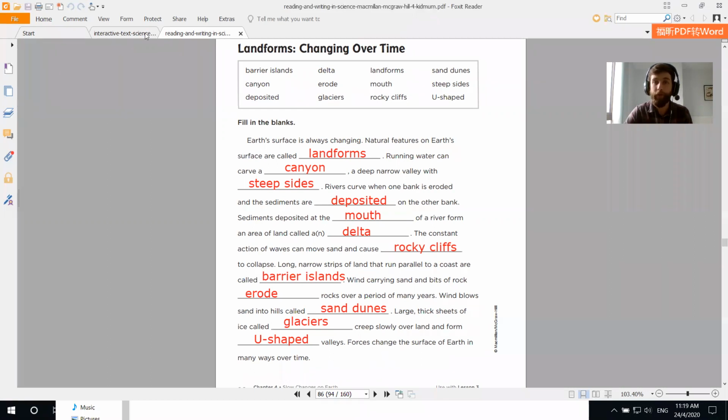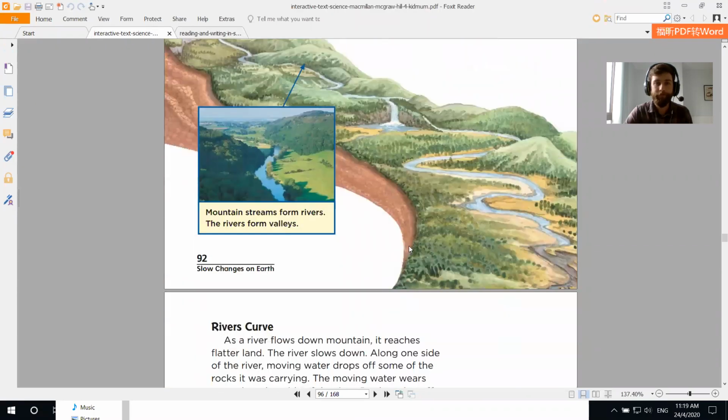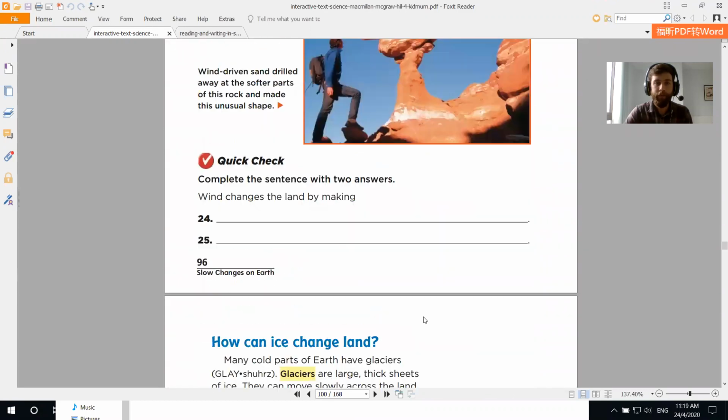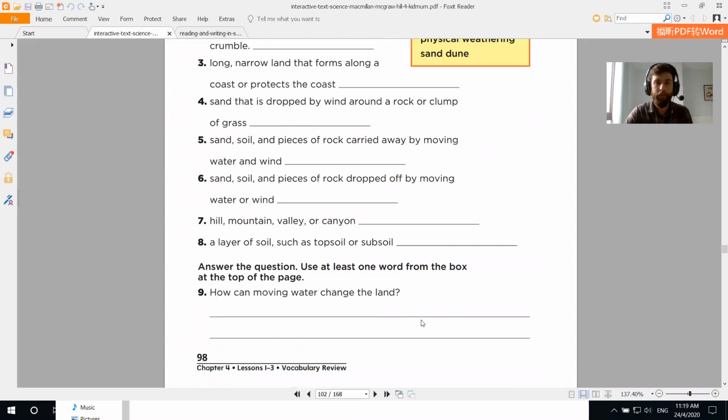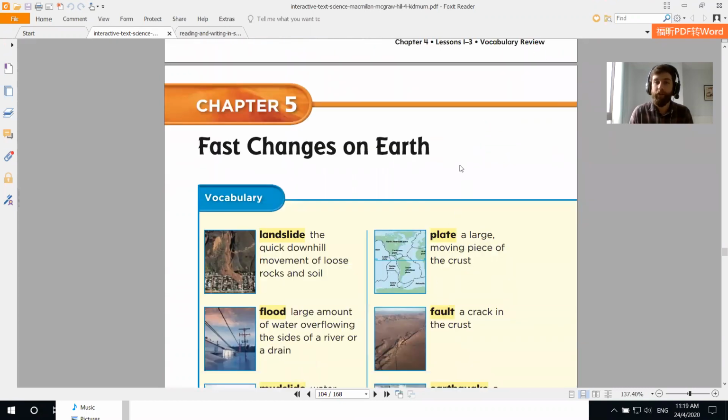Okay, we'll start with new work, which is, so we go past landforms, and we go to fast changes on Earth. Okay, we're going to start with a new chapter that we'll do next week.